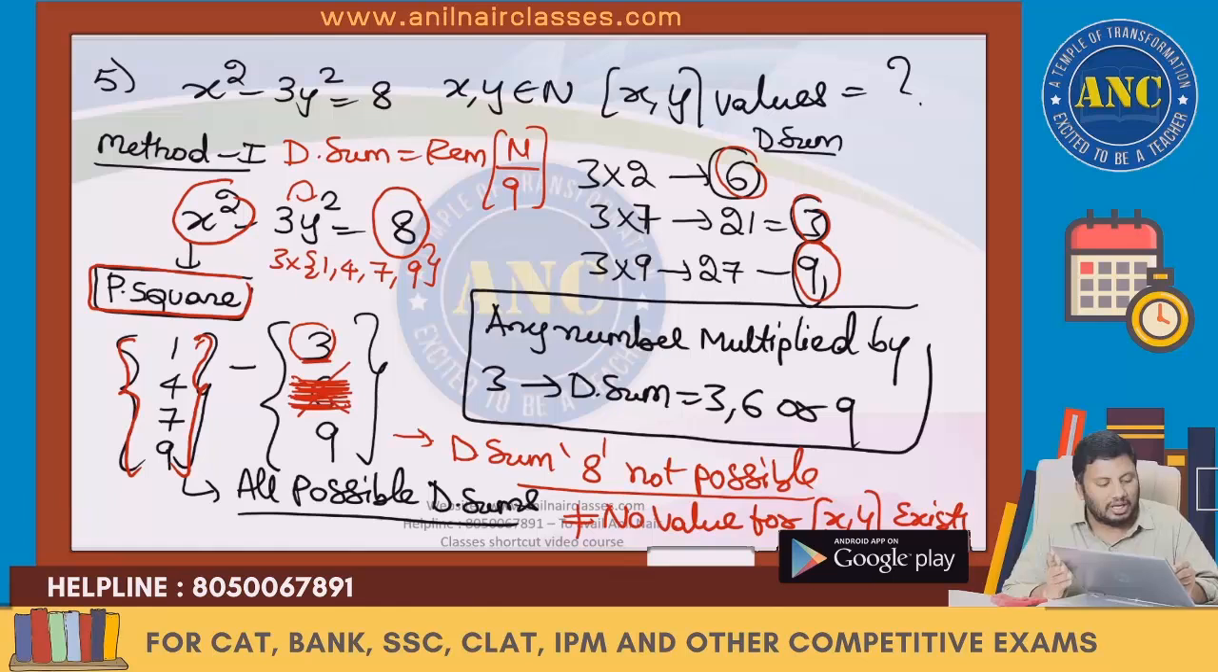Now if you see, 1 minus 3 is minus 2, not possible. 1 minus 9 is minus 8, I want plus 8. 4 minus 3 is 1, 4 minus 9 is minus 5. 7 minus 3 is 4, 7 minus 9 is minus 2. 6 and everything, not possible.